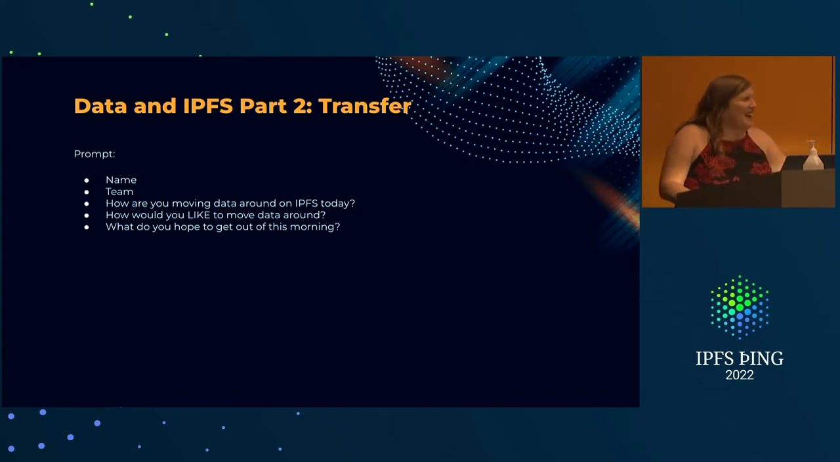Hi, yeah, I'm Daniel. I also joined recently, about 2 months ago, as a developer advocate for IPFS, and I am working on the outer core team. How am I moving data today? Mostly with BitSwap and HTTP. I built a really lightweight implementation of IPFS, and what I'm really hoping to get out of this is to understand more of the trade-offs between GraphSync and BitSwap. What are the different considerations there? Because I don't know too much about GraphSync.